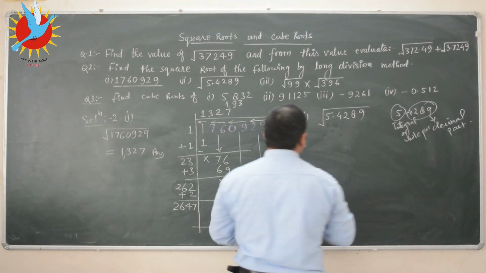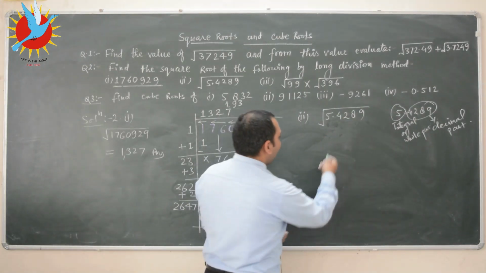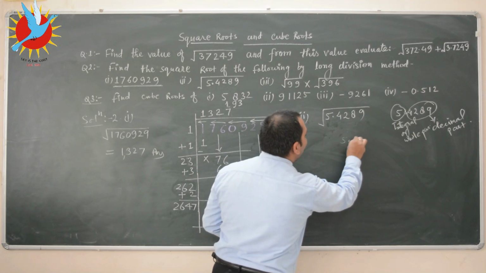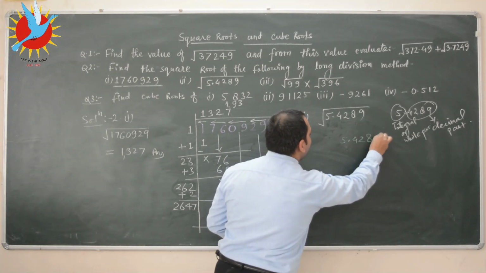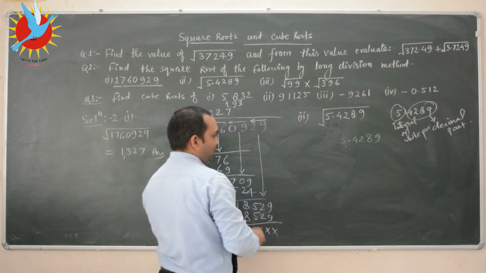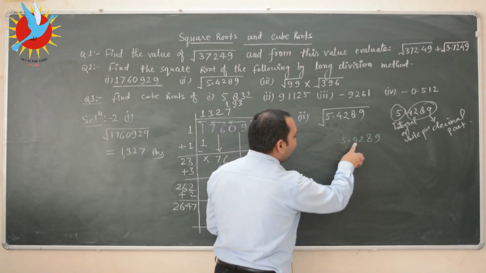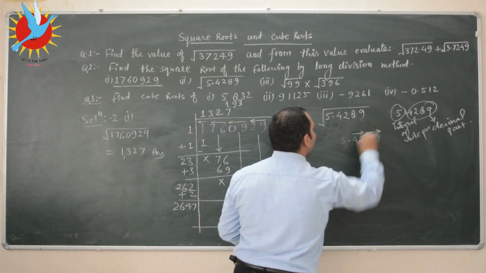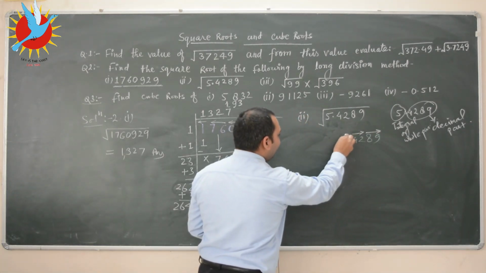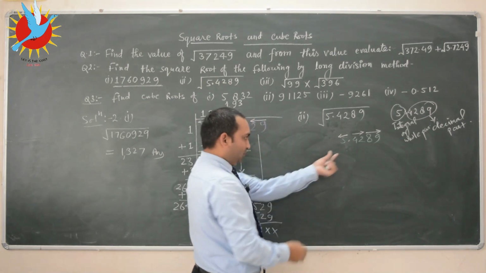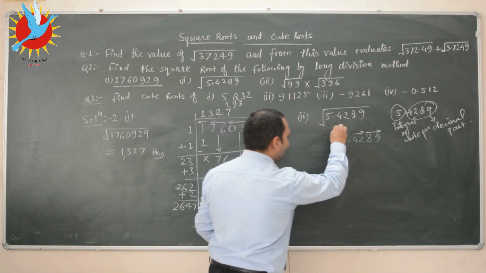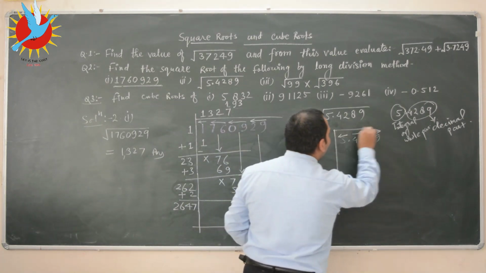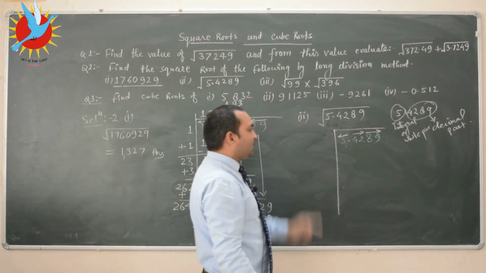So here we have the number 5.4289, and we pair the decimal part from left to right: this is one pair, two pair. The whole part is a single number, no pair. So we find the square root by the long division method.